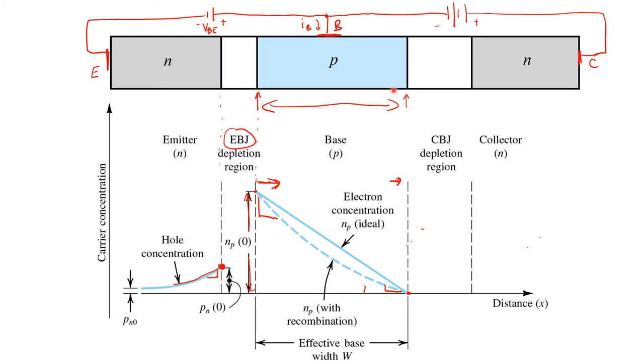Again, the current is only a weak function of the reverse bias applied between collector and base. It does depend slightly on that reverse bias voltage. For example, when the reverse bias voltage is increased, the collector base depletion region will get wider and encroach more in the base region and make the effective base width smaller, which in turn will make this slope steeper and give rise to a little extra current. But that's a relatively weak effect that we'll discuss later.